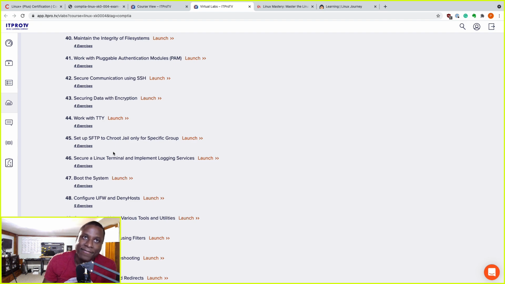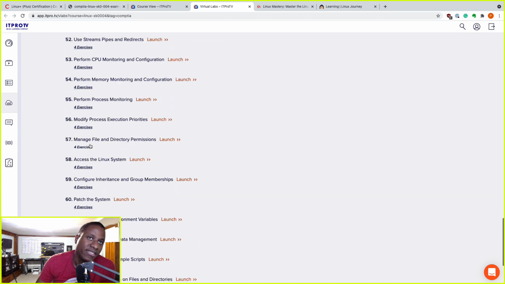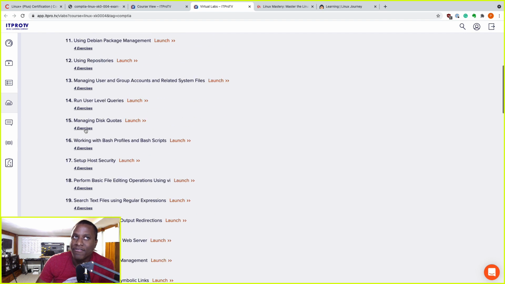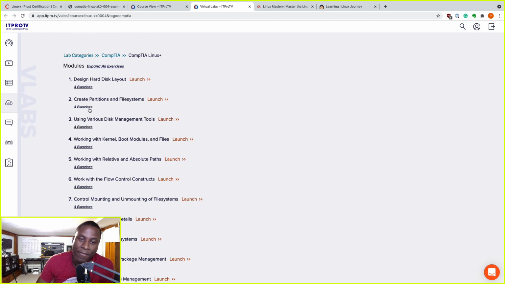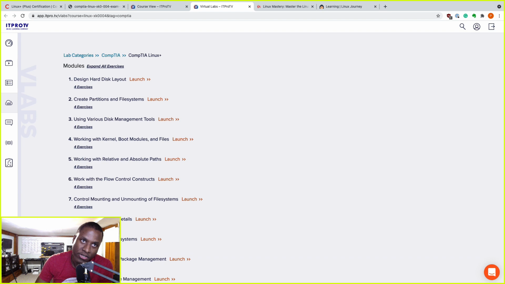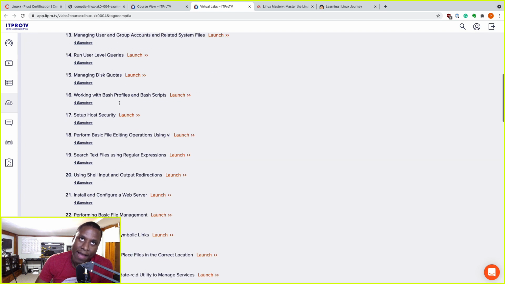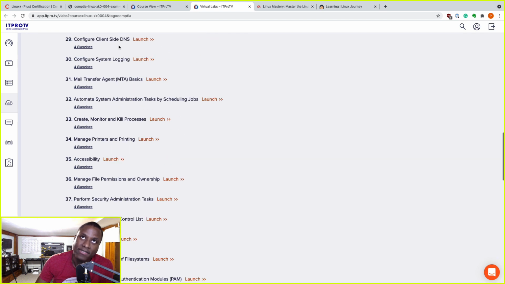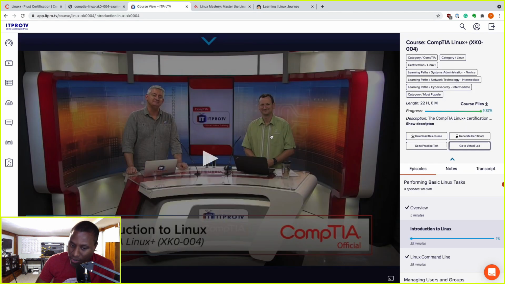But anyway, it's a pretty interesting, pretty good lab. It covers everything that you need to know for the exam. It's really good for those of you who don't want to build your own environment, don't want to put Linux on your working environment, or don't have a hypervisor to install Linux on. This is a great lab. You go through it and it helps you pass the exam. And I think that's pretty much all there is for IT Pro TV when it comes to Linux Plus.